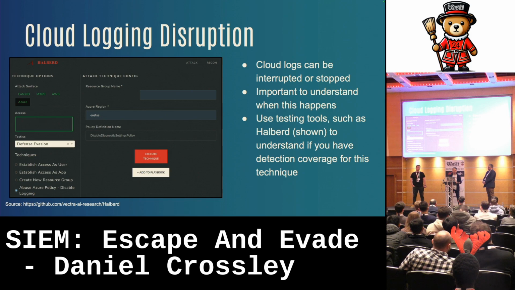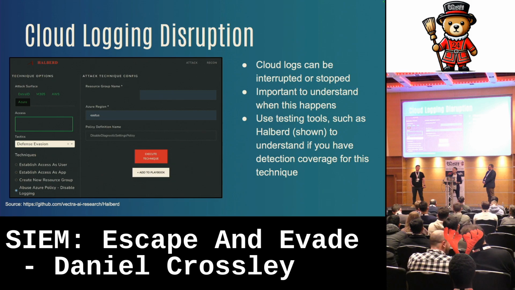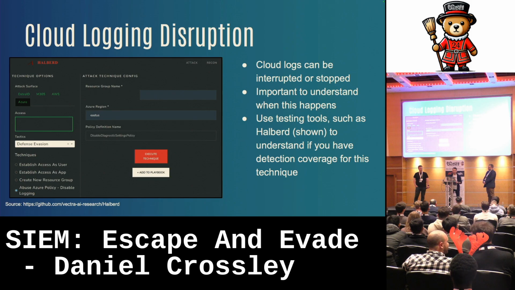in Azure. The idea is that you run something like this Halberd tool and perform these techniques, like suspending logging on an Azure resource, but you're doing it in a controlled way. And what you're doing is trying to figure out if any alerts are raised. Is the SOC notified of this? If not, then you've identified a gap, because actually disabling cloud logging, I think, is going to be quite a big thing from here on in.